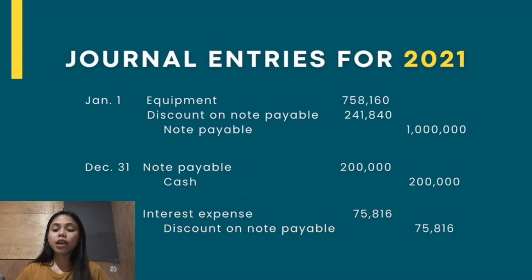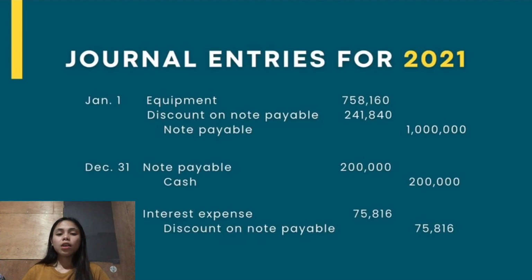So we debit the note payable because this is our first installment payment. So we remove that payable of 200,000. And then our next entry would be debit interest expense and credit discount on note payable amounting to 75,816. So how did we get 75,816?